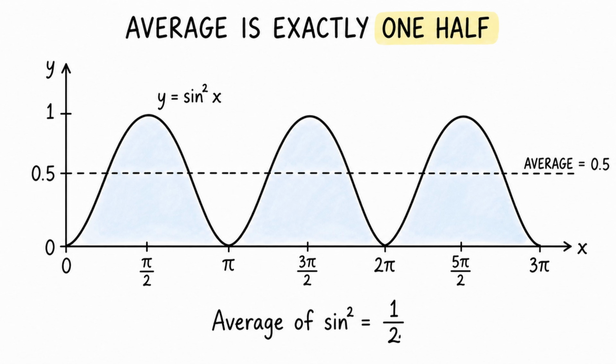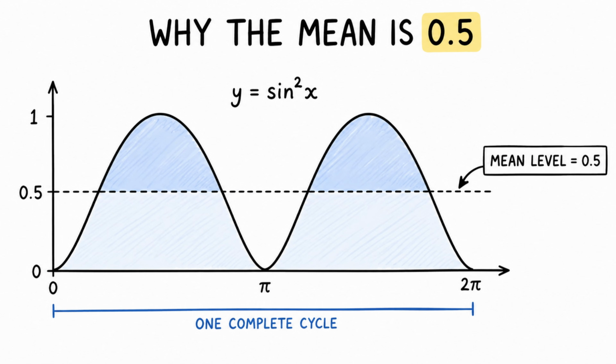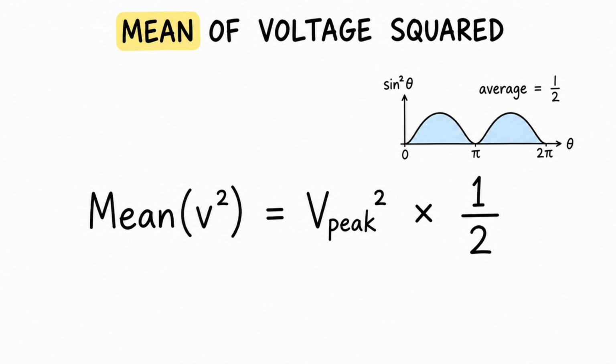Because this is a mathematical property of the sine function. The sine wave spends equal time above and below the halfway line on its squared version. The average of the squared sine wave over any complete cycle is exactly 0.5. In such a condition, the mean of V squared equals V peak squared multiplied by 1/2.